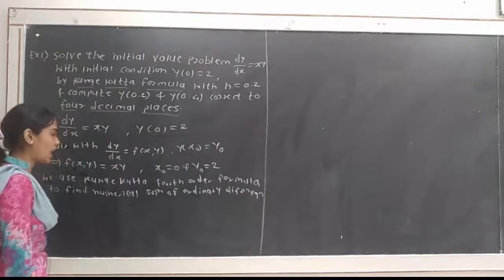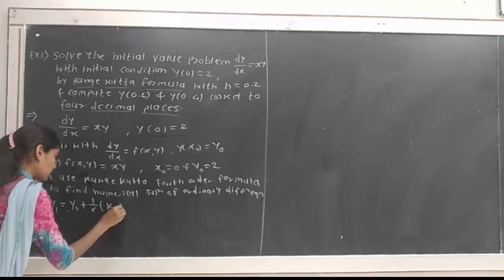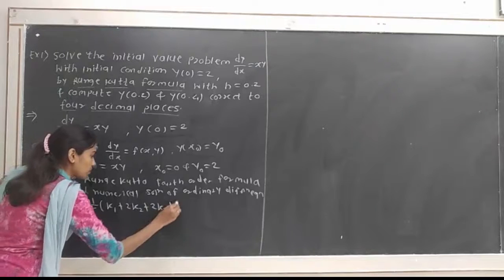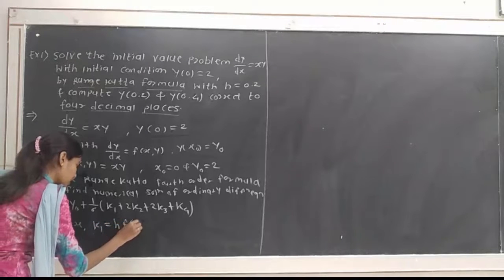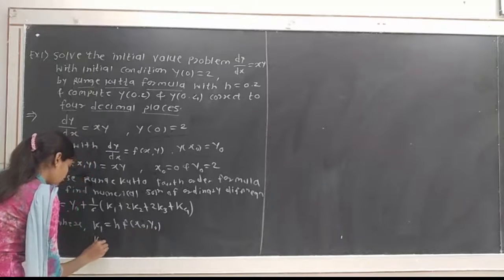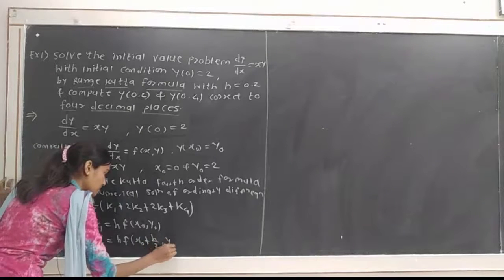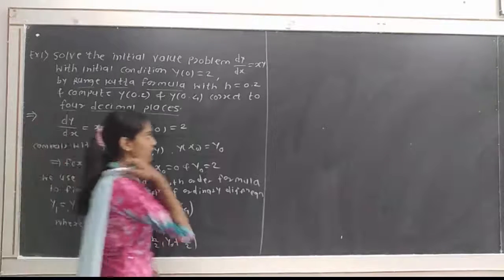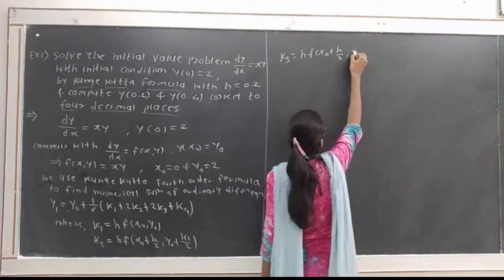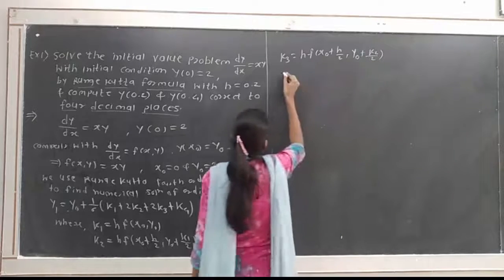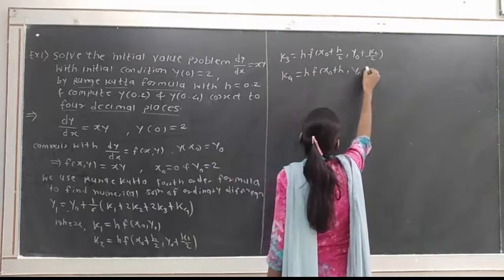We know that the RK4 method formula is y1 is equal to y0 plus 1 by 6 in bracket k1 plus 2k2 plus 2k3 plus k4, where k1 is equal to h into f of x0 comma y0, k2 is equal to h into f of x0 plus h by 2 comma y0 plus k1 divided by 2, k3 is equal to h f of x0 plus h by 2 comma y0 plus k2 divided by 2, and k4 is equal to h into f of x0 plus h comma y0 plus k3.